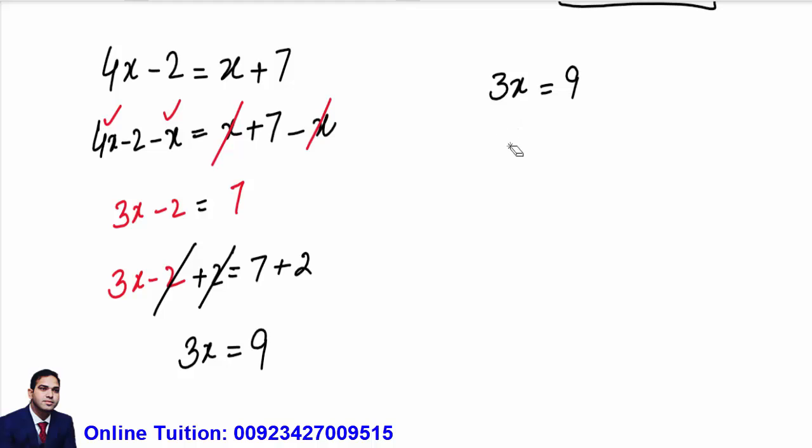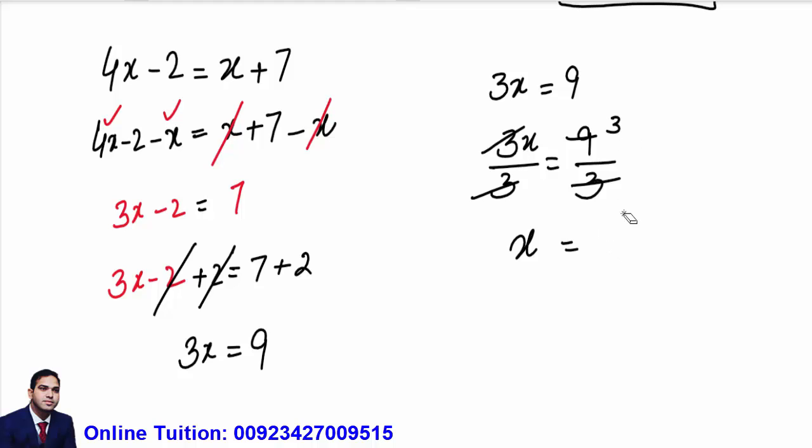Now we have to remove this 3. For this, 3x over 3, dividing by 3 on both sides. This 3 will be cut off, this is x, and 3 nines are... 3 threes are 9. Okay, now the value of x is 3. So this is the way you can solve a linear equation.